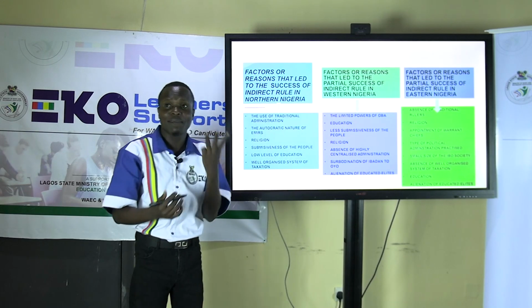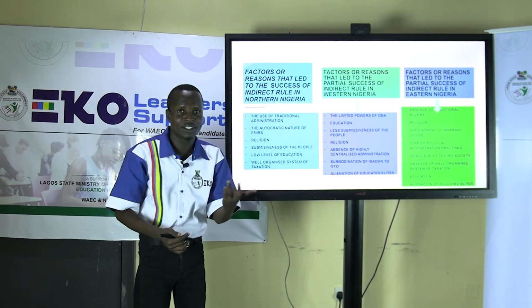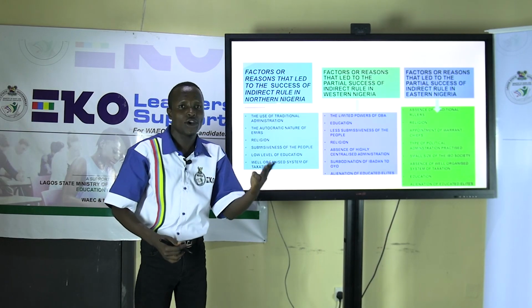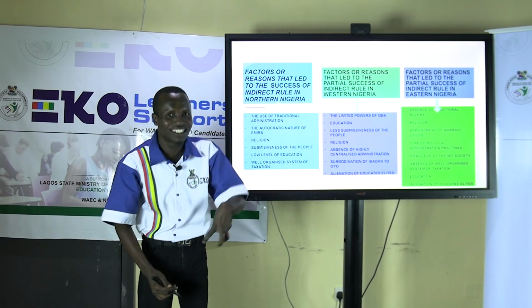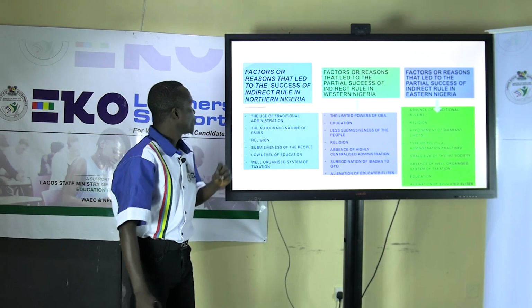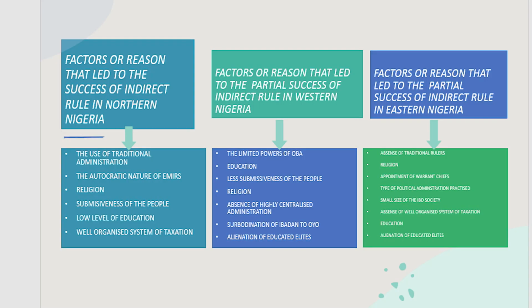So let us look at, we have three major tribes in Nigeria: Yoruba, Igbo, and Hausa. So let's look at the sources or partial sources of that system in those three regions. The first: factors or reasons that led to the success of indirect rule in northern Nigeria. One, the use of traditional administration.